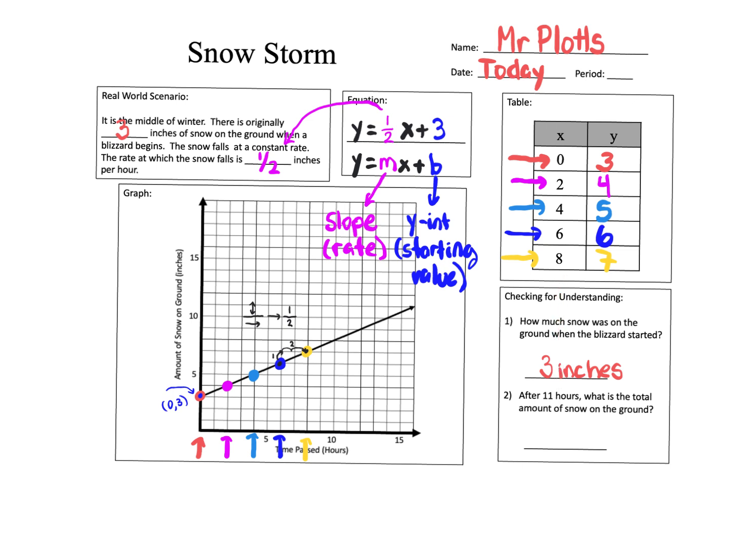Well, there are 2 different ways that we could do that. Let's start with finding 11 on the x-axis, and we move it all the way up, and it looks like it's going to hit right here. So from the graph, we can say that after 11 hours, there's going to be 1, 2, 3, 4, 5, 6, 7, 8.5 inches on the ground. And so our correct answer would be 8.5 inches.